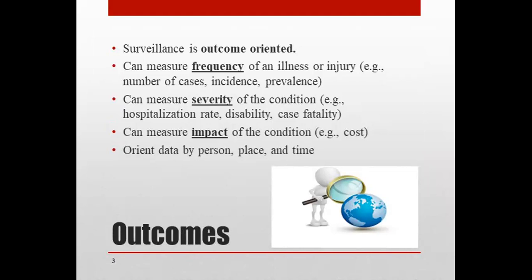Surveillance is outcome oriented. It can measure the frequency of any illness or injuries, for example, in the form of cases, incidence, or prevalence. It can also measure the severity of conditions, for example, hospitalization rate, disability, or case fatality. It can also measure the impact of a condition, for example, impact in the form of cost. It can also orient data by place, person, and time, which is also known as descriptive epidemiology.